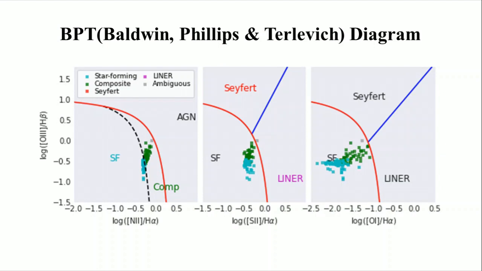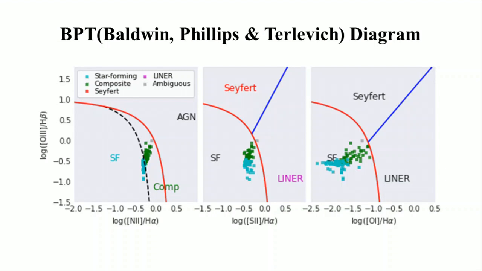So the WHAN diagram is not the first emission line classification scheme. As a matter of fact, it's pretty recent. One of the oldest, most used and well understood emission line classification schemes is the BPT diagram. It's by Baldwin, Phillips, and Terlevich, and the classification scheme came out I think around 1981.